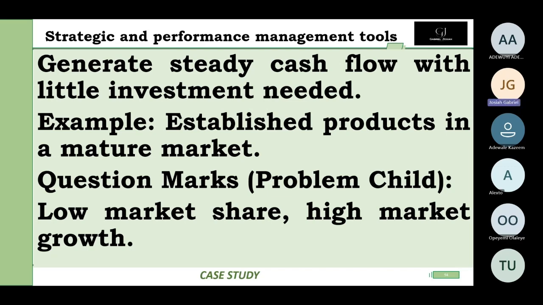The market has matured, is saturated, so consistent demand is coming for those products. You just keep getting cash, and such are cash cows. The next one is question marks, products that are question marks. They are also known as problem children or problem child. They give you low market share but high market growth rate potential. So those are question marks.